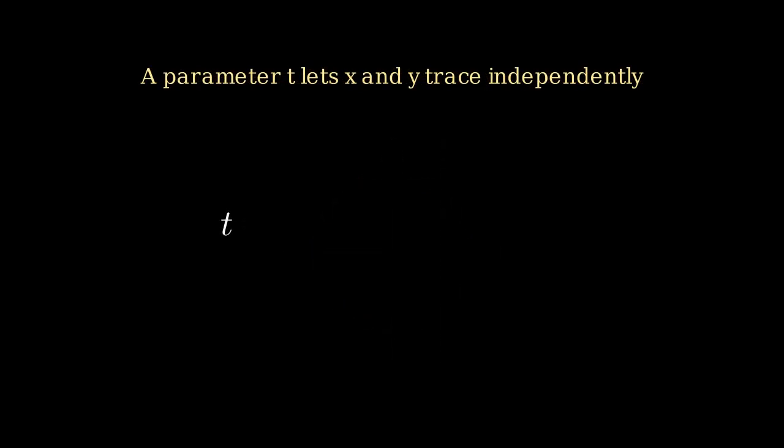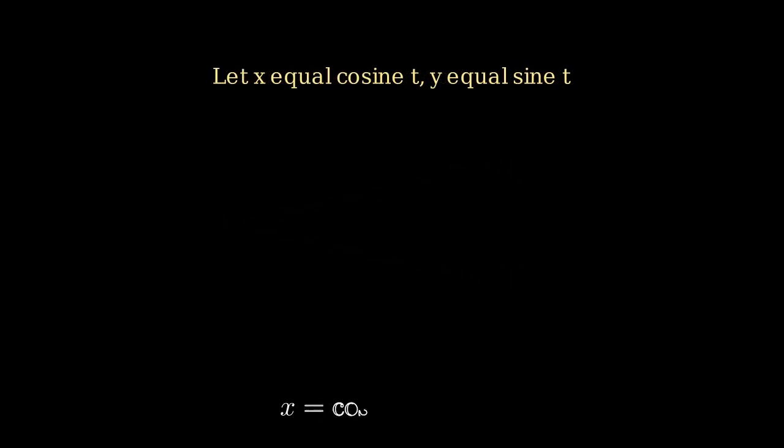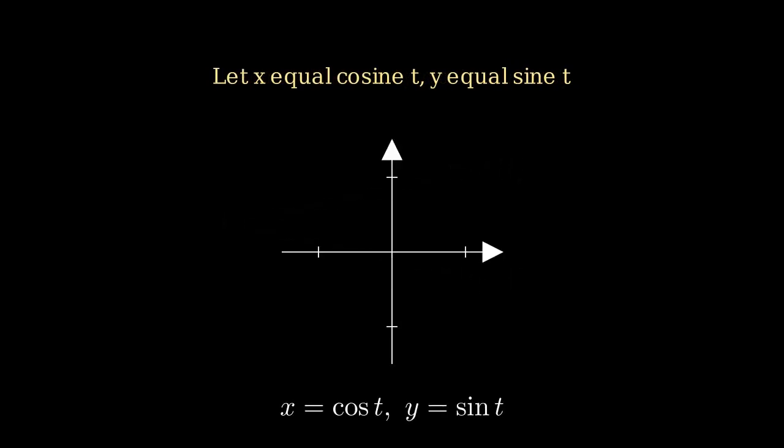Instead of forcing y to depend on x directly, we let both x and y trace out as t changes, as if t were a clock ticking forward. Here is a concrete example. Let x equal cosine t and y equal sine t. As t sweeps from 0 up to 2 pi, watch the point trace out a complete circle.